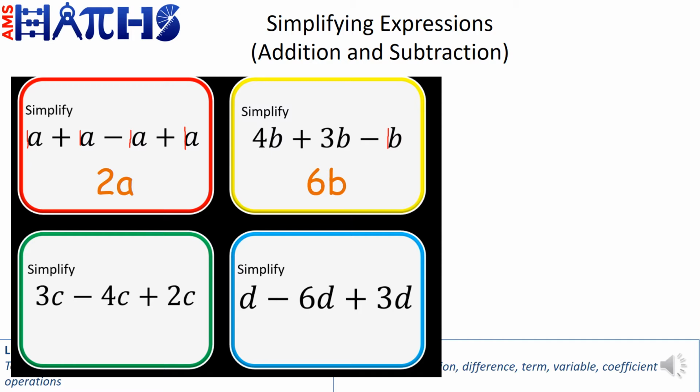In the green box, we need to work out 3c minus 4c plus 2c. So in stages, we'll start from our left. 3c minus 4c would give us a minus 1c. But then we need to add 2c to that. So minus 1c plus 2c would give us 1c.